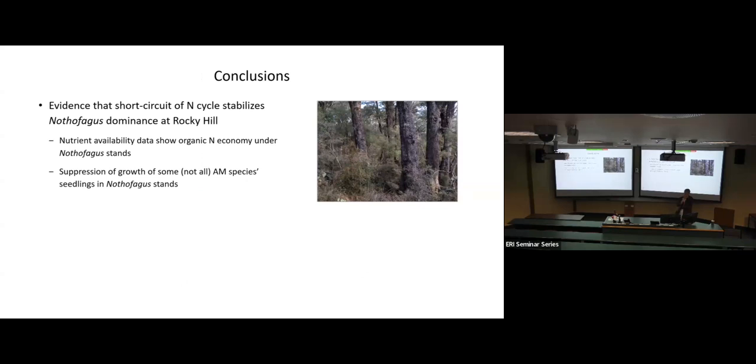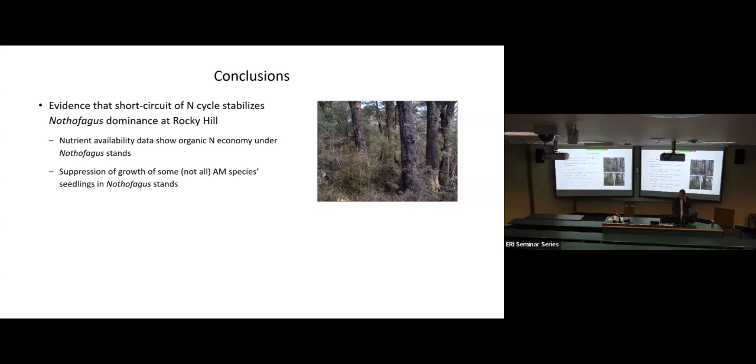So to sum up, we do have quite good evidence to support one of our hypotheses about feedback mechanisms. We've got evidence that short-circuiting of the nitrogen cycle stabilizes Nothofagus dominance at Rocky Hill. So we've got nutrient availability data showing an organic nitrogen economy, and we've got suppression of growth of some, but not all, arbuscular mycorrhizal species seedlings in the Nothofagus stands.